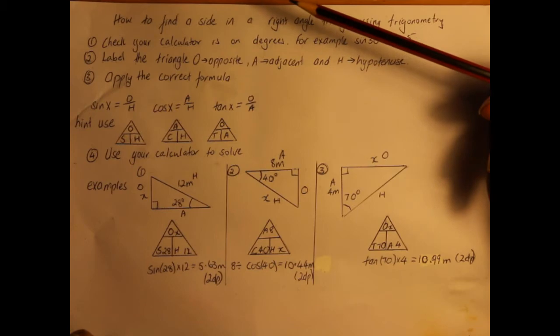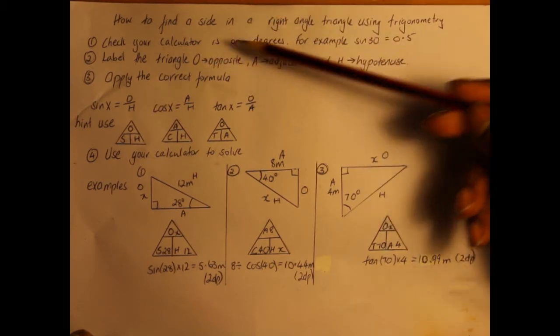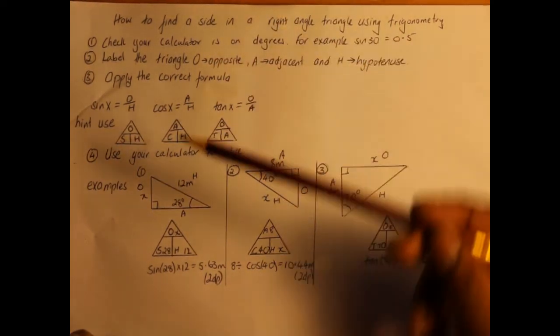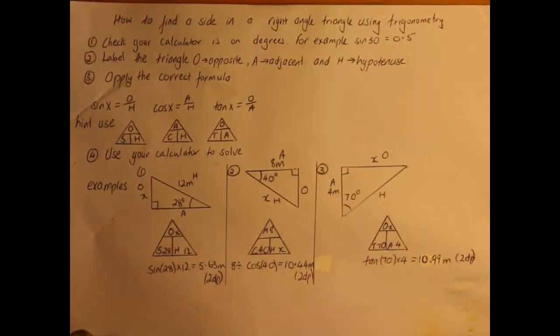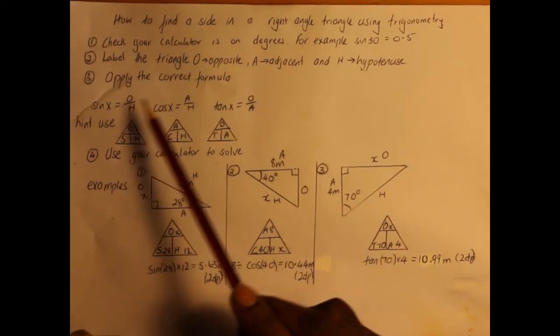Your first step is to label the triangle sides: opposite, adjacent and hypotenuse. Opposite is opposite the angle we've been given. Adjacent is between the angle we've been given and the right angle, and the hypotenuse is across from the right angle. Next step, we have to apply the correct formula.